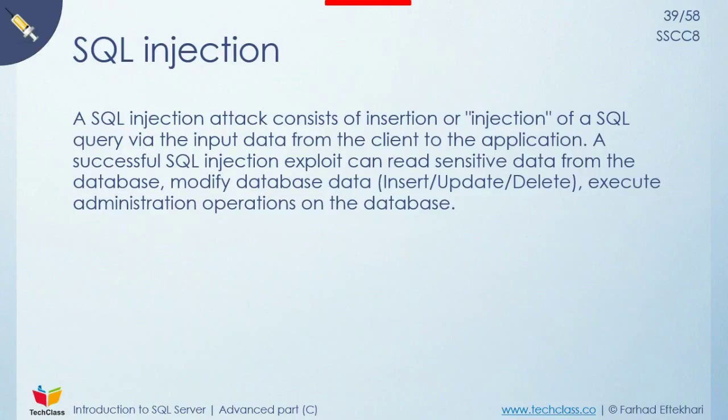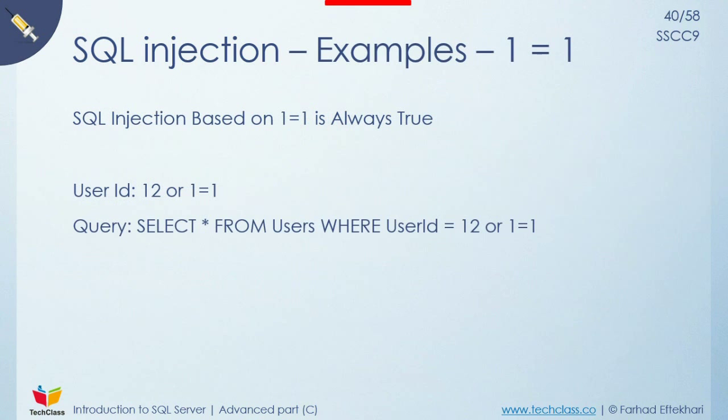A SQL injection attack consists of insertion or injection of a SQL query via the input data from the client to the application. A successful SQL injection exploit can read sensitive data from the database, modify database data, insert, update, delete them, and execute administration operations on the database. So there are some ways that hackers or unauthorized users try to inject your database using these methods. We're going to explain some of them.